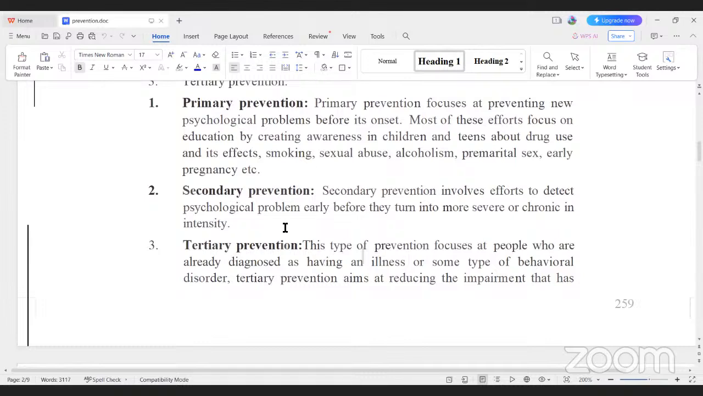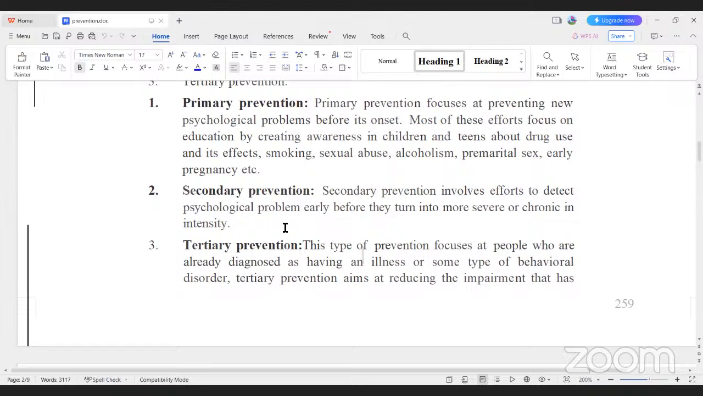And what is secondary prevention? Secondary prevention involves efforts to detect psychological problems early before they turn into more severe and chronic in intensity. Already the suffering people are there. But suffering people, we cannot leave them as it is. Society has to detect. So by detecting itself, we can take some curing measures, we can take some treatment methods. That is called secondary prevention.